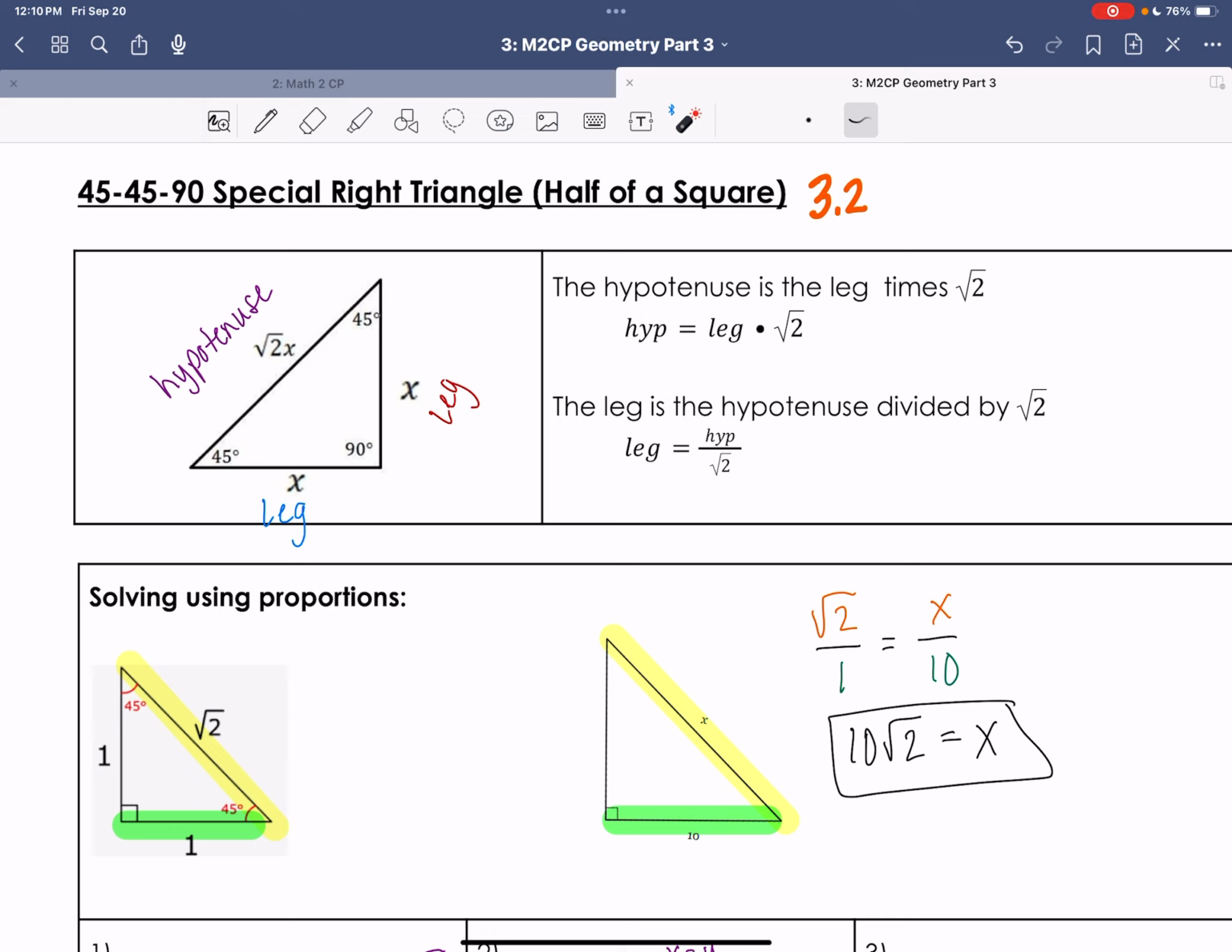Just remember, if you're looking for the hypotenuse, it's going to be leg times root 2. If you're looking for the leg, it's hypotenuse divided by root 2.